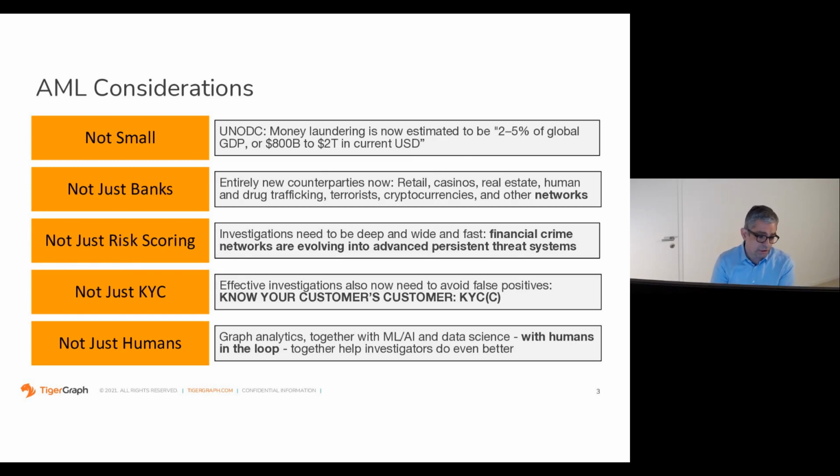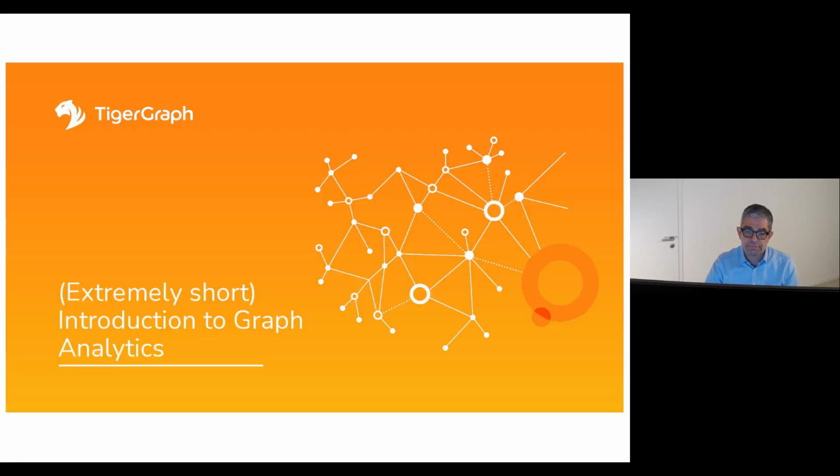And of course, it's not just humans. With graph analytics, we want to support the existing AML investigation teams in financial institutions, together with machine learning, AI, and data science, to be more efficient and to better identify money laundering activities.